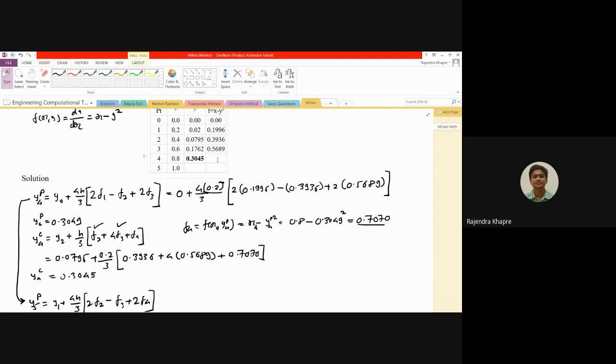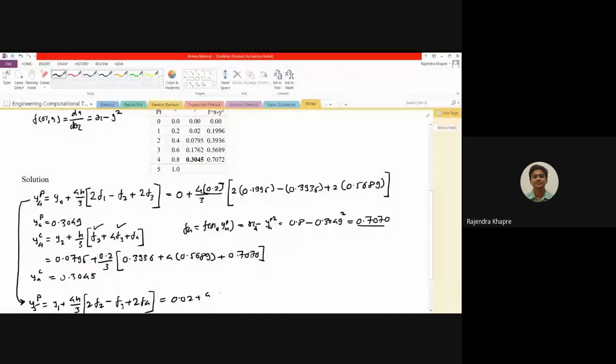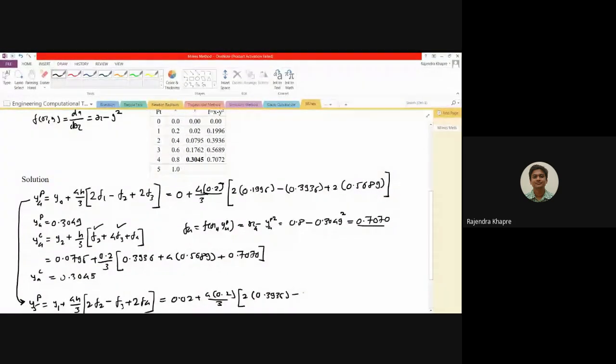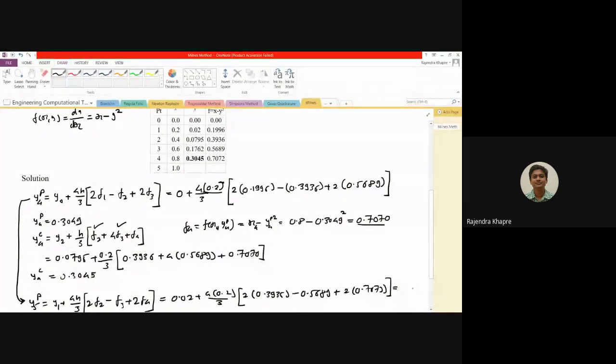How much is that? 0.7072. You can see the value of f4 which we calculated using the predicted value was 0.7070 and here it is 0.7072. There is a slight difference, not much, but we have to use this value. So if you substitute the values in this equation, y1 will be 0.02 plus 4 into 0.2 divided by 3, multiplied by 2 times f2, which is 0.3936, minus f3, which is 0.5689, plus 2 times f of 4, which is 0.7072. Now what will be the predicted value?